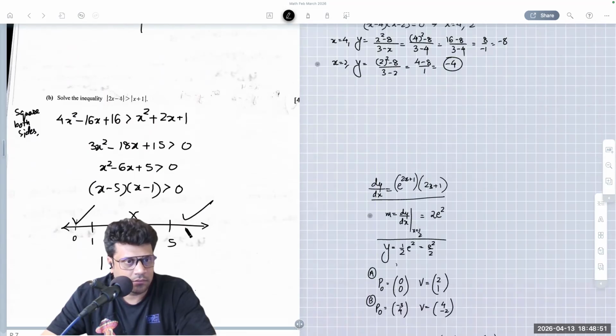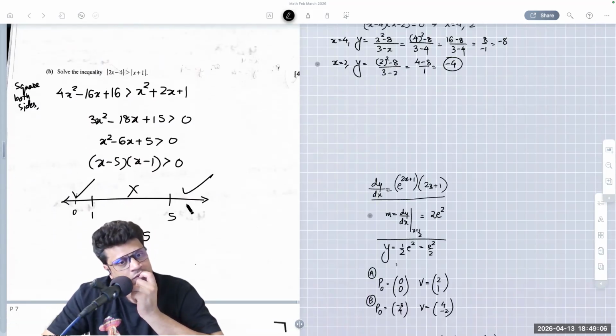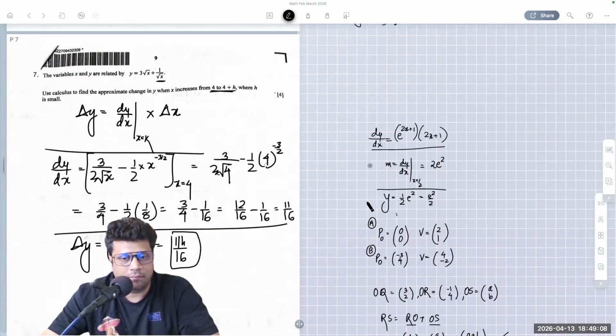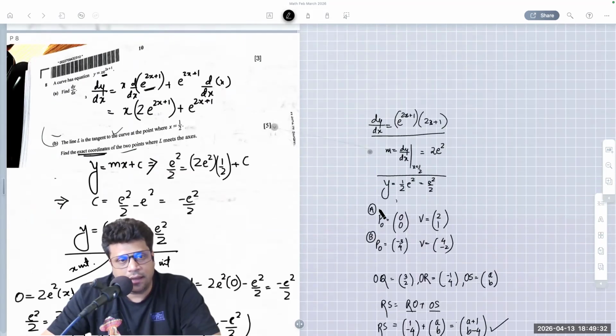And there's this one, 4 to 8, 16, 16. It depends on 3x square minus 18x plus 15, x square minus 6x, x minus 5 into x minus 1. So x is a 5 and a 1. Yeah, this is correct. Approximate changes now. 3 by 2 root x minus 1 by 2 x to the power of minus 3 by 2 at x equals 4. So that's 2 to the power of minus 3 plus 1 by 8. 3 by 2 into 2. That's 3 by 4 minus 1 by 16. 11 by 16. Okay.